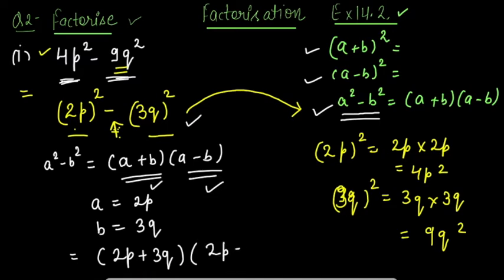So 2p minus 3q. Here we have made use of the third algebraic identity because we are not able to solve it by any other method which we have done so far. Okay, you will have better clarity as we move to the next part. Let's see the second part of the question.